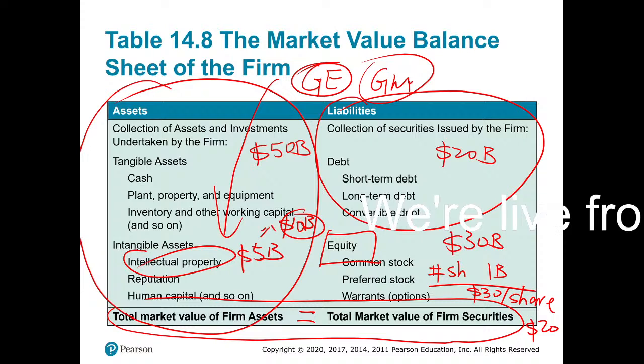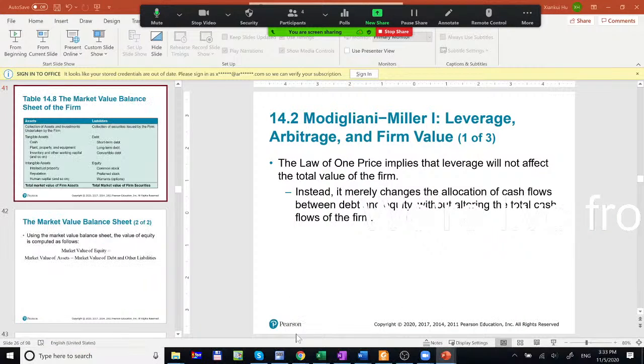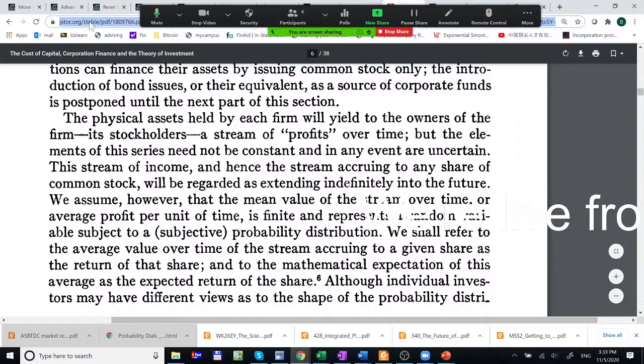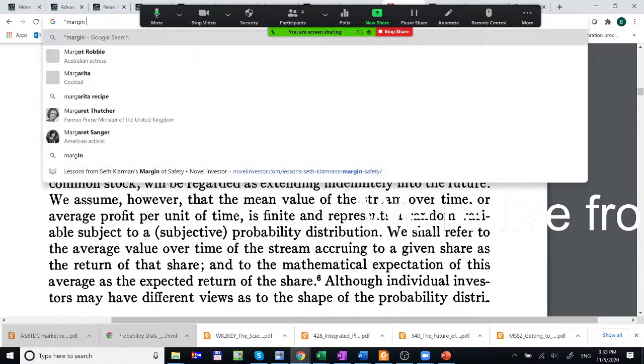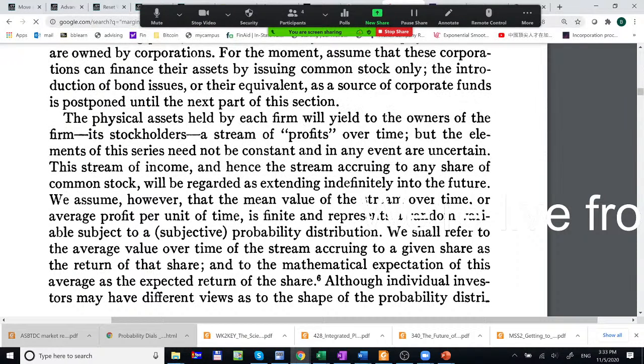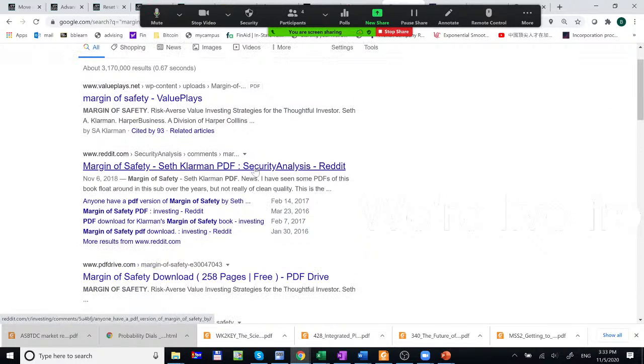Would you say that book was called Margin of Safety? Yes. Okay. You can find a PDF version online, I believe. Otherwise, I could email you a copy or post a copy online, but you can find it online. It's a relatively old book, but a very, very good one. Okay, I'll have to check that out. Margin of safety. Okay.